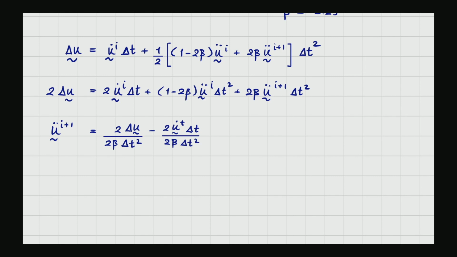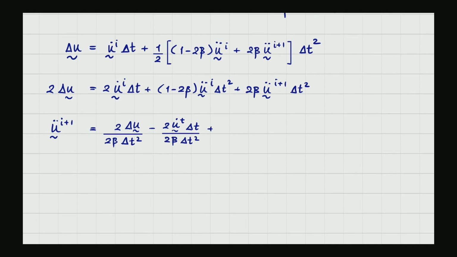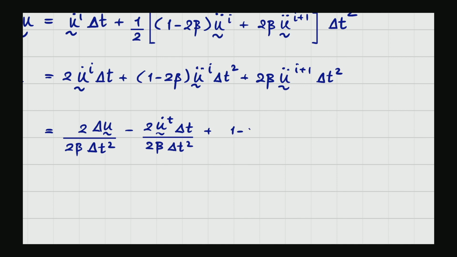And then what else? The last one, plus (1 minus 2 beta) u double dot I, delta t square divided by 2 beta delta t square.